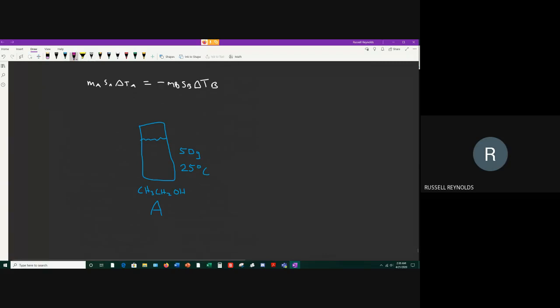Then we have system B. And system B is water, H2O.